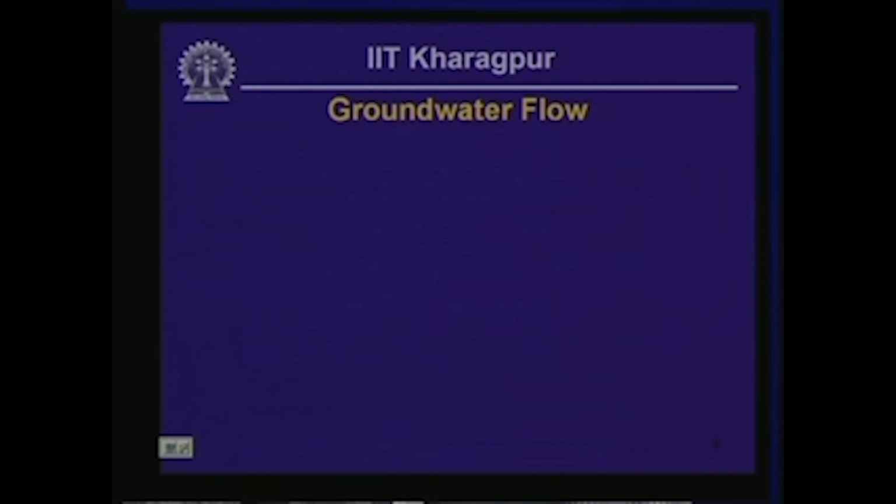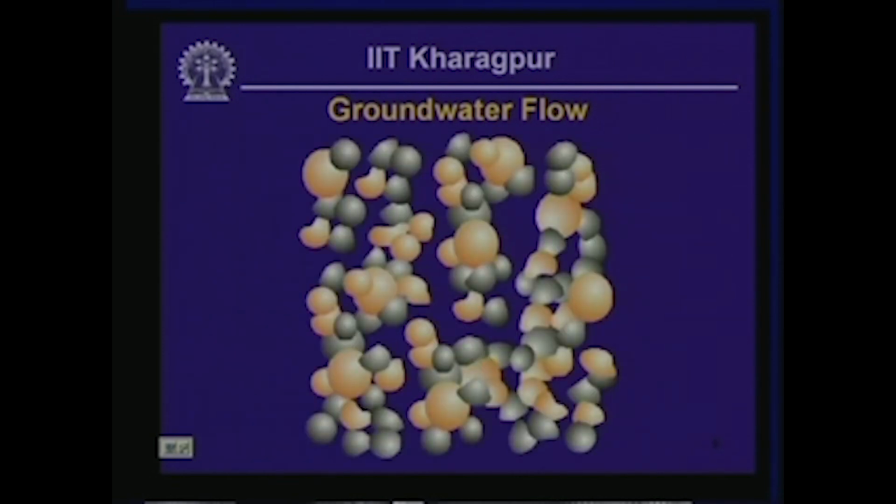Okay. Now, with those concepts, we look at the process of how groundwater flows from one point to another. Let us consider a matrix of solid particles of that type, and you can see that there is a lot of void space in between the solid particles, and some of these void spaces are interconnected and cut right through the matrix.